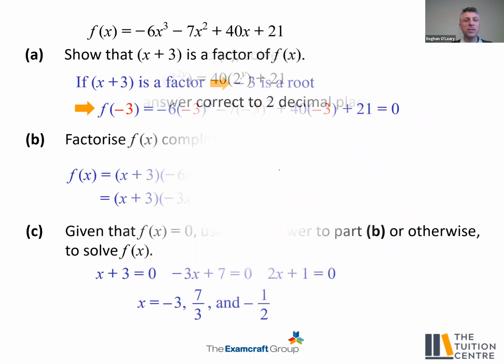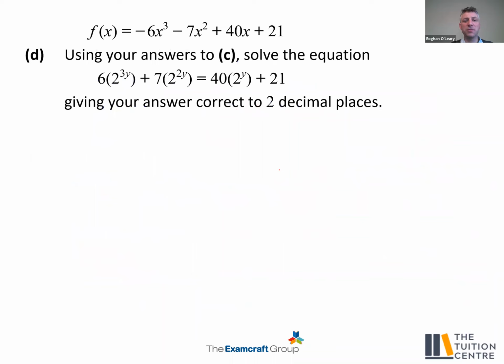Now, we continue on from there, and using your answers from part C, you're going to solve the equation 6 times 2 to the power of 3y plus 7 times 2 to the power of 2y equals 40 times 2 to the power of y plus 21. And give your answer correct to 2 decimal places. So what's happening here? Well, we can see our original equation here, and we can see that the coefficients and the constant are the same as what was in the original. So we have a clue on what we're to do here.